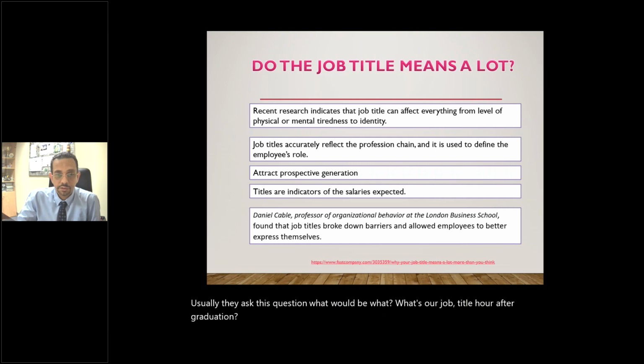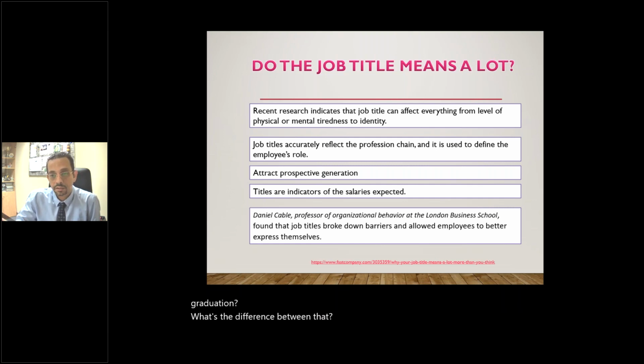What's the difference between radiographer and radiological technologist? What's the difference between تقني أشعة أو فني أشعة أو اختصاصي أشعة?